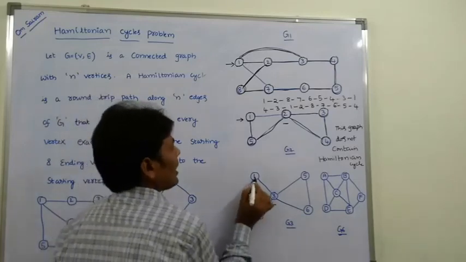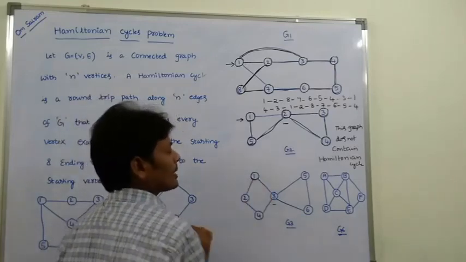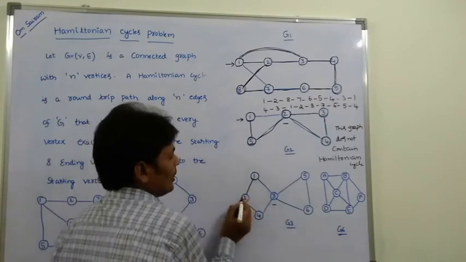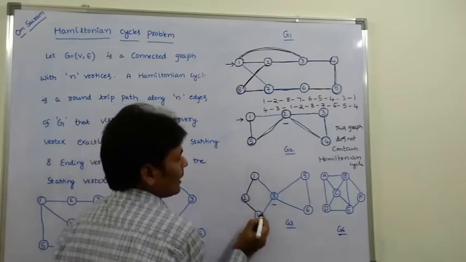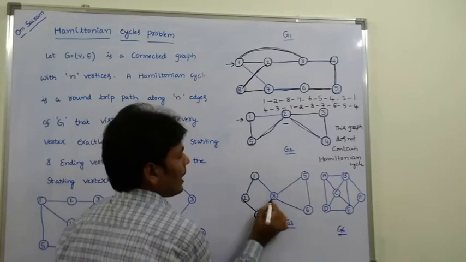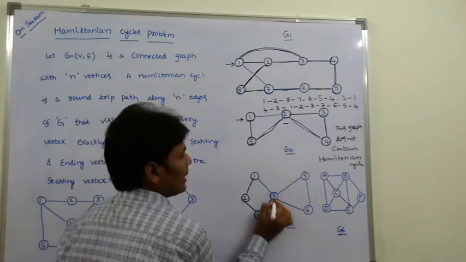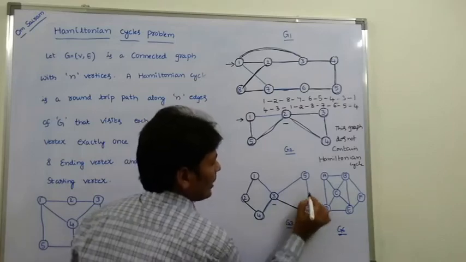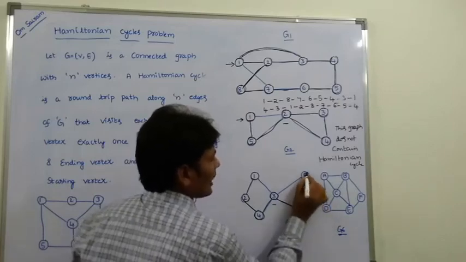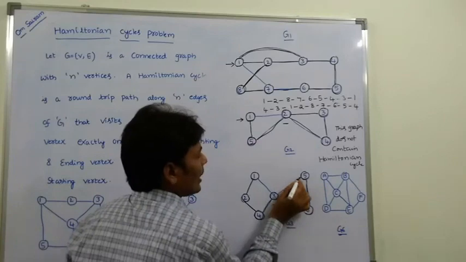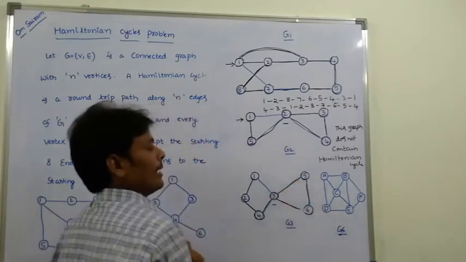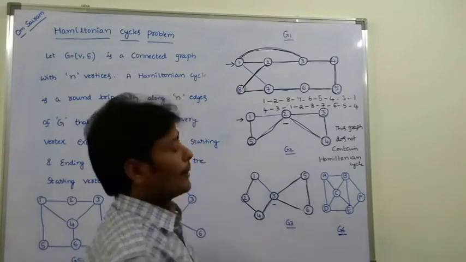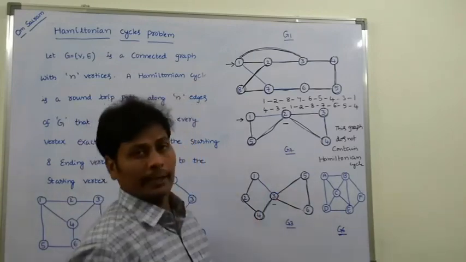Suppose we are starting at vertex 1. Next we are going to vertex 2. Next we are going to vertex 4. Next we are going to vertex 3. Next we are going to vertex 6. Next we are going to vertex 5. Next we are going to vertex 3. But vertex 3 is visited 2 times, and it is not a starting vertex.